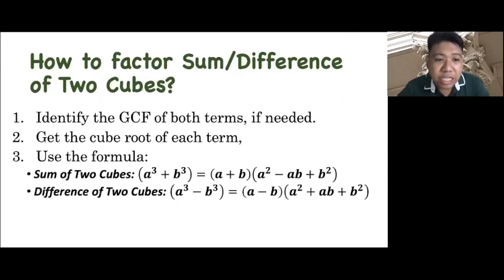For the difference of two cubes, ito po yung ating magiging formula. Quantity of a cube minus b cube is equal to quantity of a minus b times the quantity of a squared plus ab plus b squared.